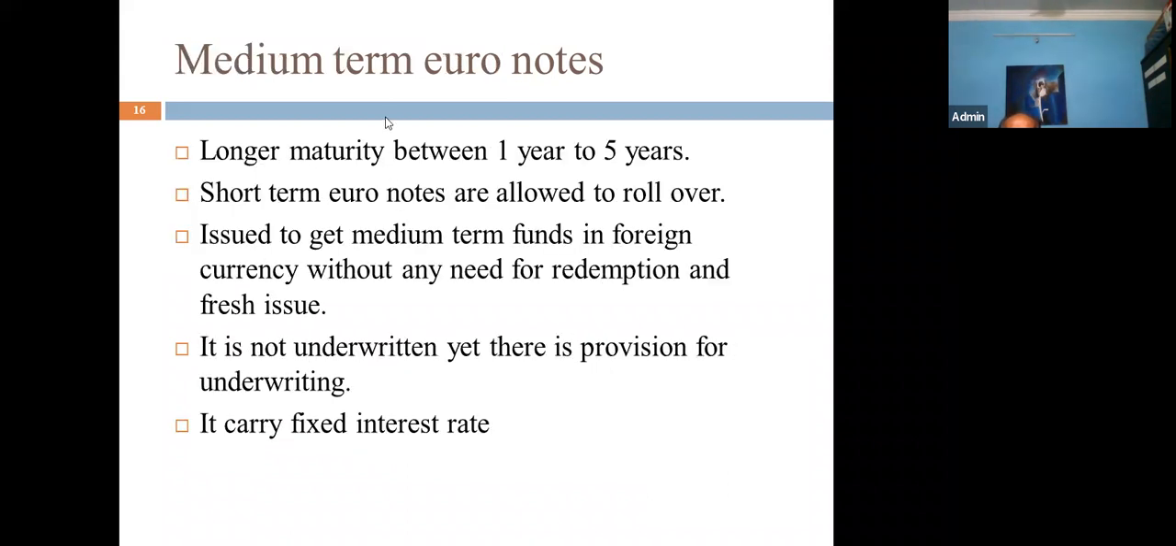Now, medium term Euro notes. Here there is a longer maturity period, between 1 year to 5 years. That is why it is known as medium term. Short term Euro notes are allowed to roll over. After 5 years, you can roll over and continue for another 2 years or maybe 1 year. That is known as a rollover. If you do not want to, you can withdraw your investment. If you want to continue, you can again put in for 1 year, 2 years, maybe 5 years. It is known as a rollover.